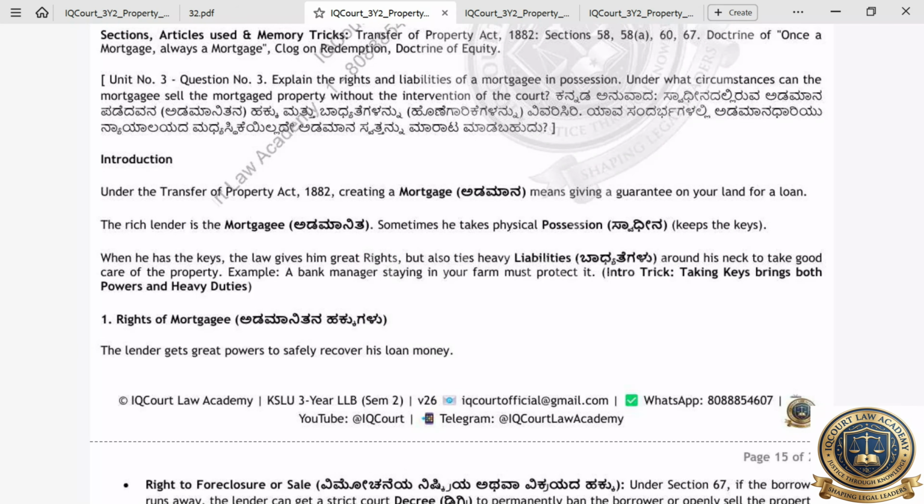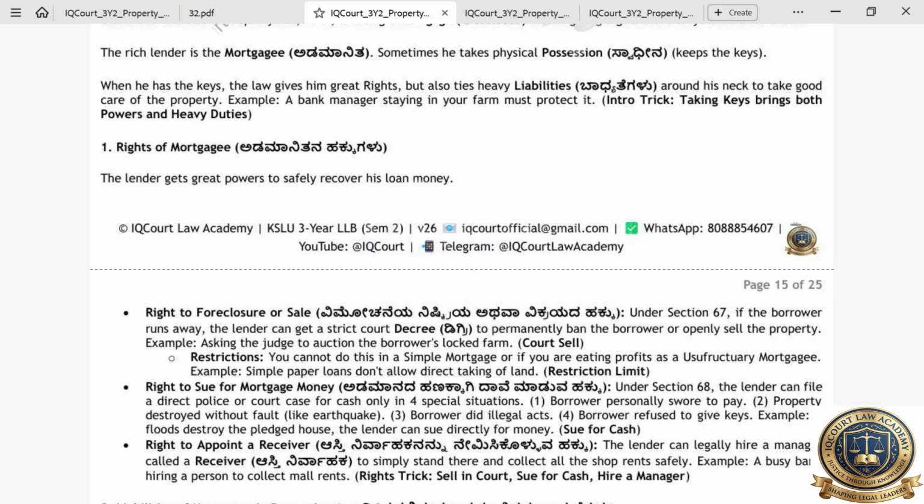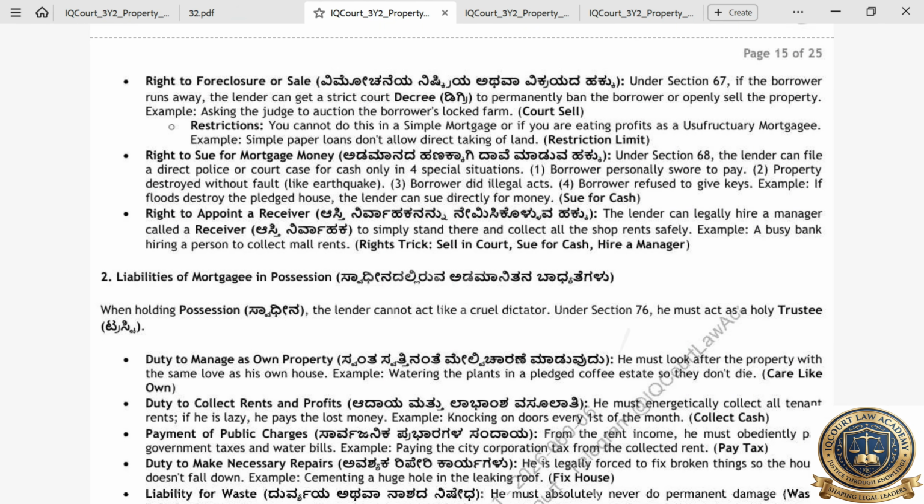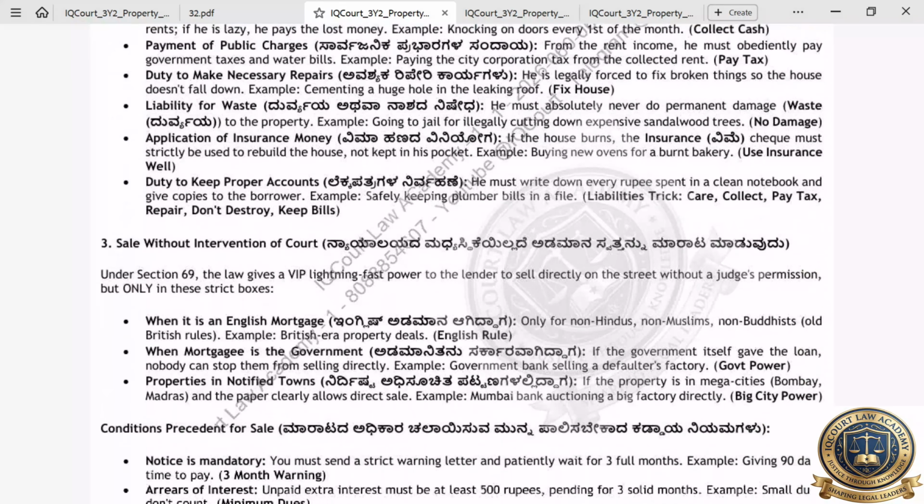Explain the rights and duties of the mortgagee in possession. Under what circumstances can the mortgagee sell the mortgaged property without intervention of the court? Without intervention of the court, when can they sell? Rights of the mortgagee, you have to write the introduction, right to foreclosure, right to sue for the mortgage money, right to appoint a receiver, liability of the mortgagee in possession. This thing you have to write.